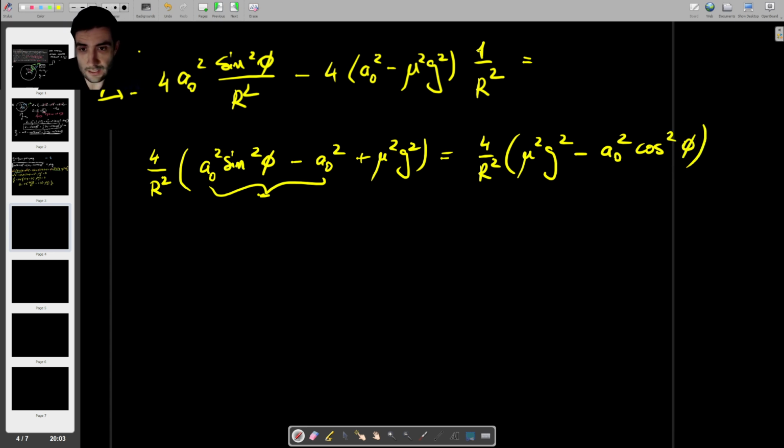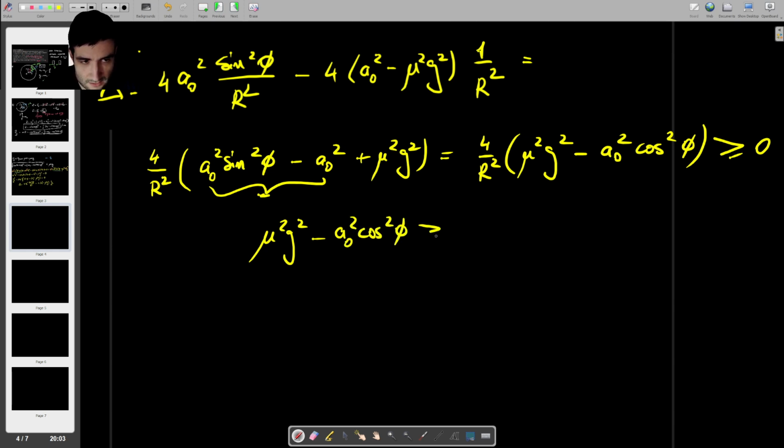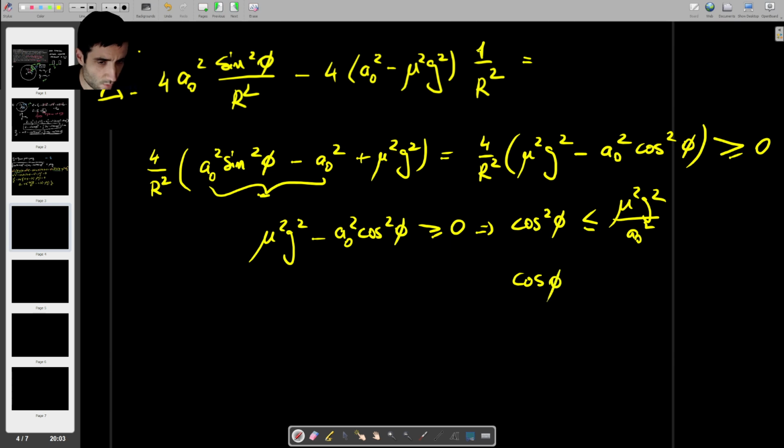Okay, now for this to have solutions, this must be non-negative. So if we try to see what that means, that means this should be non-negative, which means that cosine squared of phi should be less than mu squared g squared over a0 squared, and then we can take the square root of both sides, which gives us that cosine of phi can be less than mu g over a0.